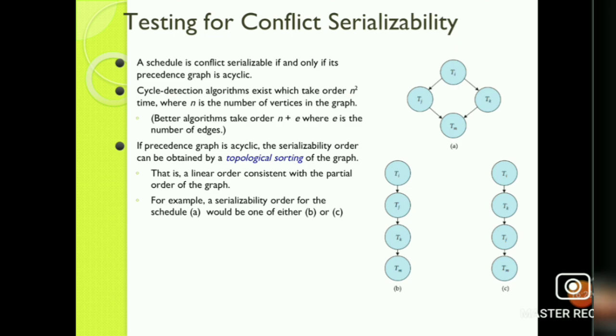Okay. So there are two ways. If there is no cycle, it is conflict serializable. So we can draw the topological sort for the graph. That is the order of execution of the transactions. If the precedence graph has a cycle, then the graph will not be conflict serializable. So we should not execute the transactions serially. Okay.